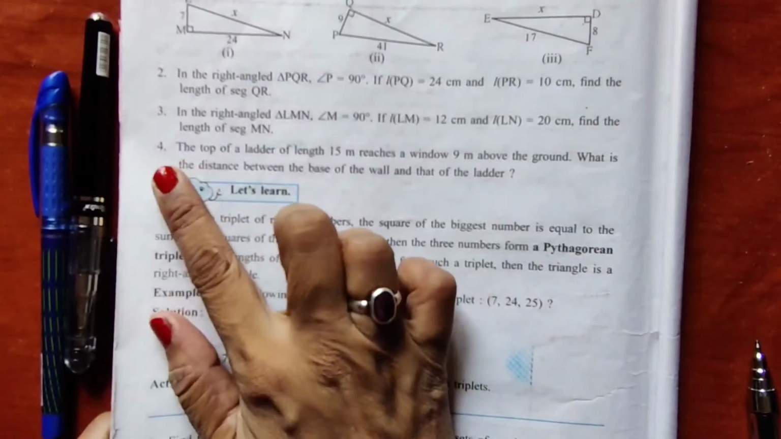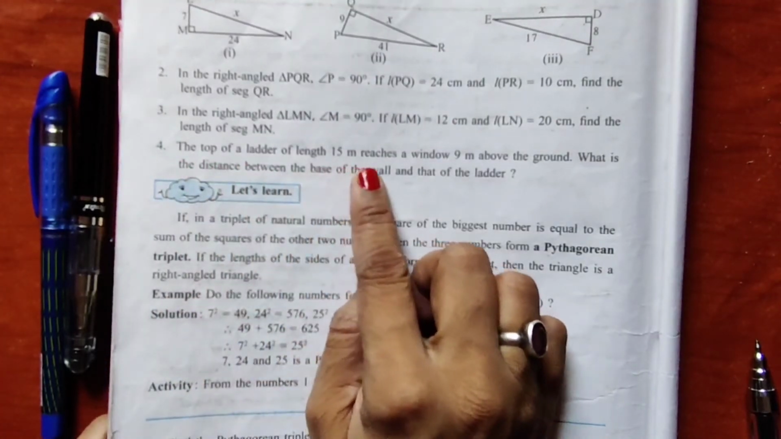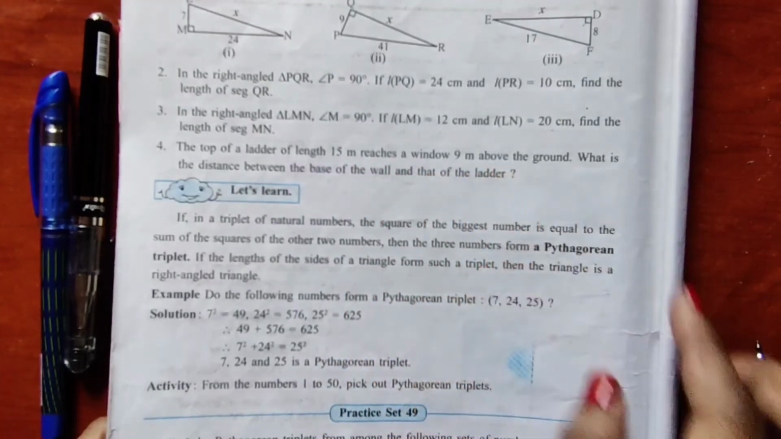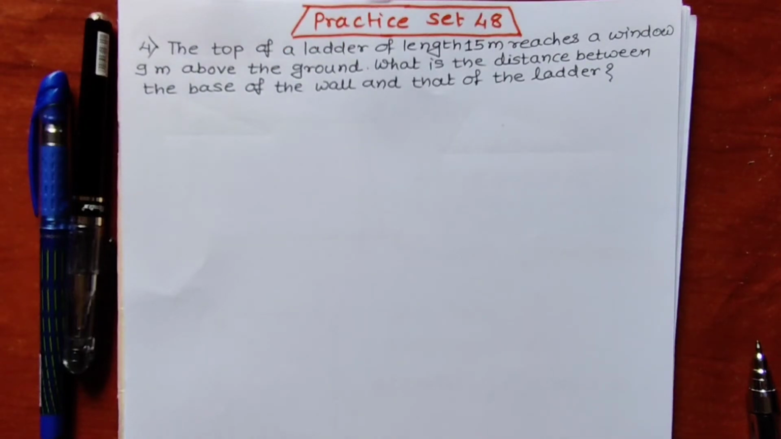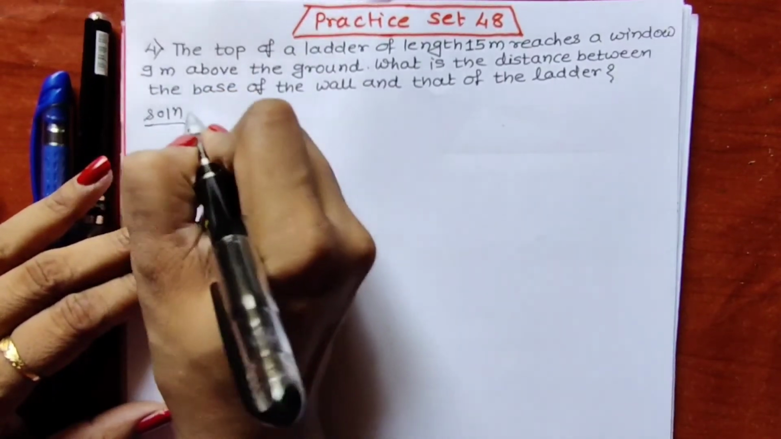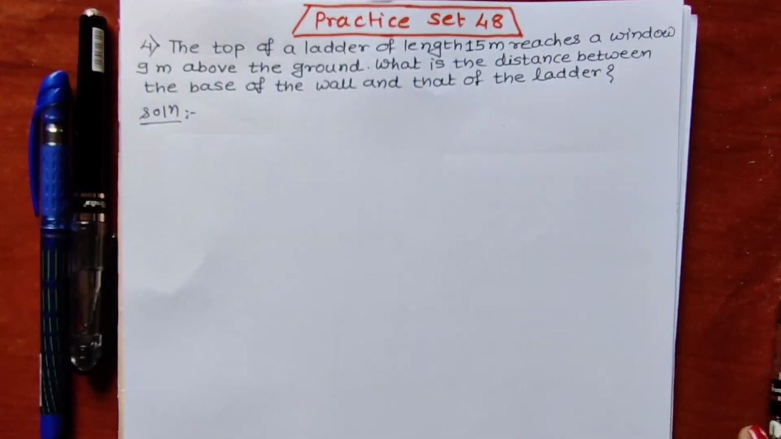Now let us see this fourth question. The top of ladder of length 15 meter reaches the window 9 meter above the ground. Let us see how to solve this sum. I have written on the page. We start the solution. And without drawing the diagram, this sum cannot be solved. So we will draw the diagram here.